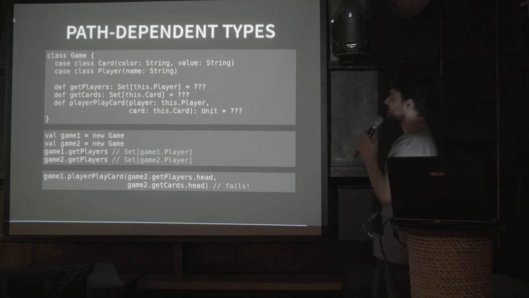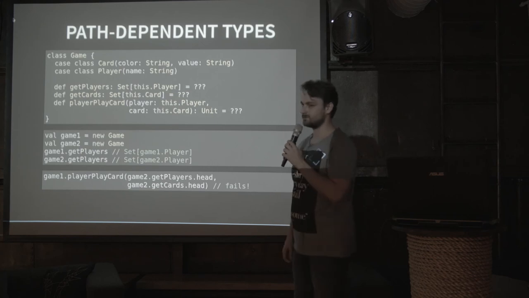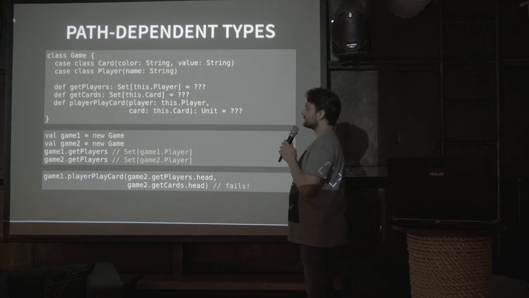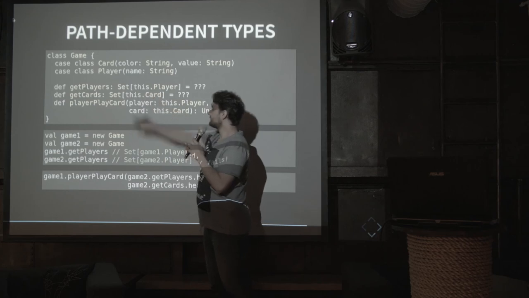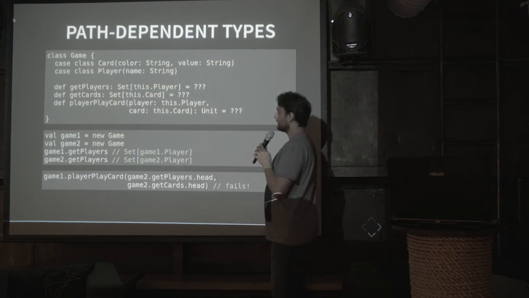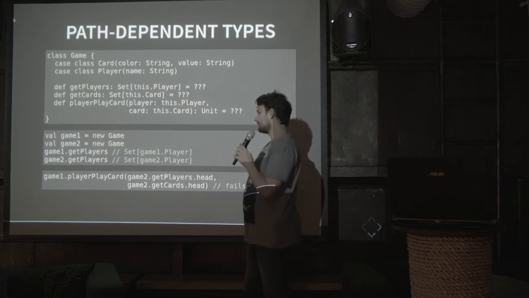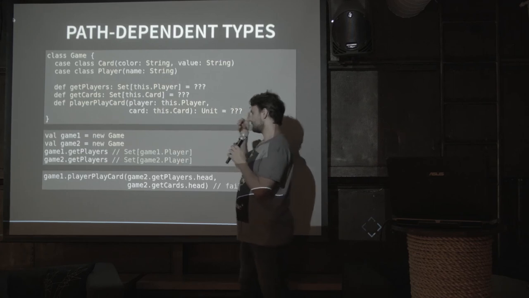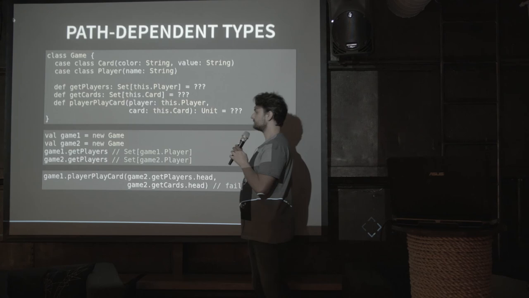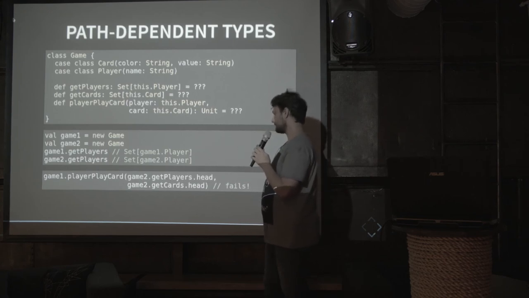Well, if we moved those classes inside the class Game, similar to Java's inner classes, then we could also refer to these classes, prefixing them with this. And then when we would create the first game and second game, Scala would know that those types only make sense in the context of the value they originated from.